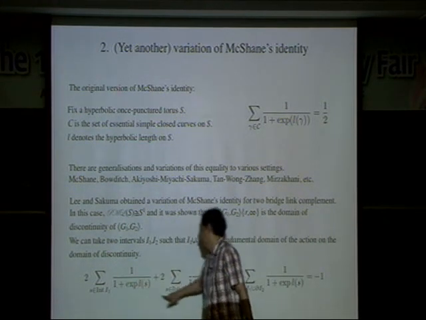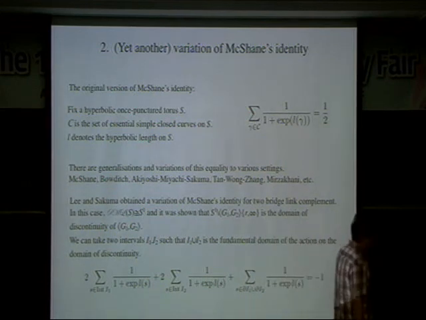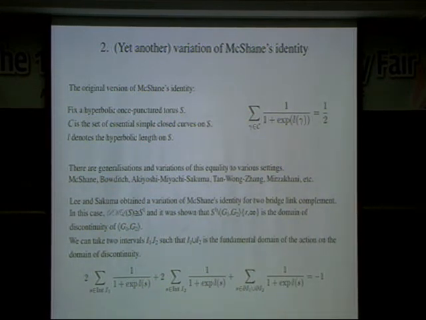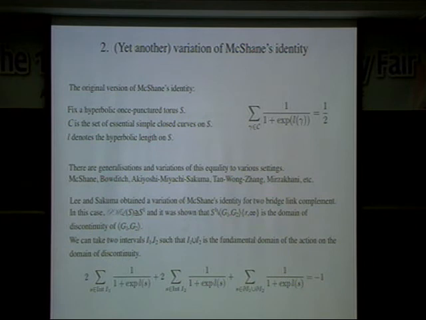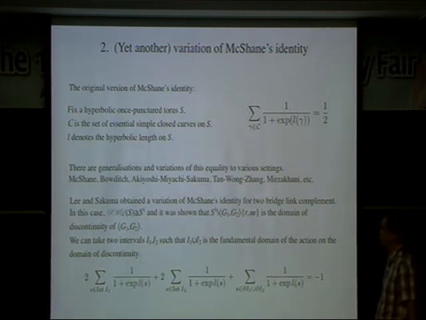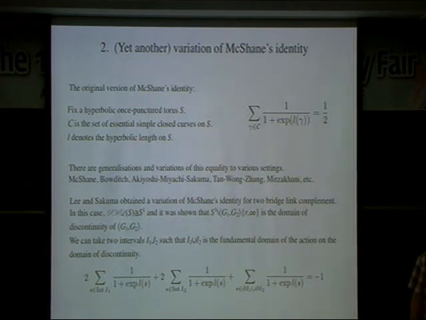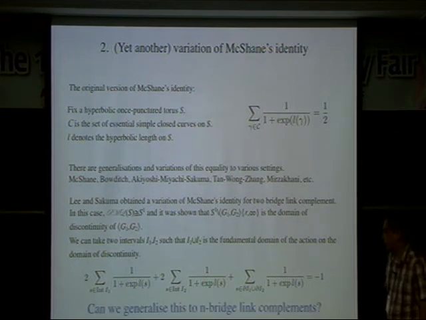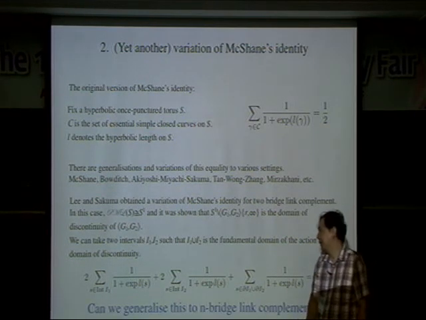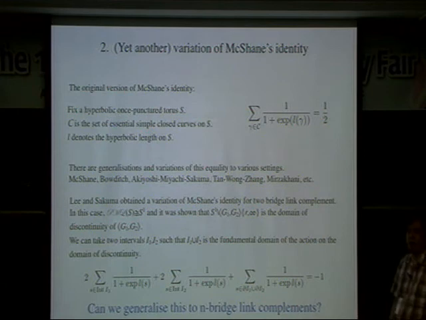is something like this. So once we can determine the domain of discontinuity for general n-bridge decomposition, there's a possibility that such an identity can be generalized to the n-bridge decomposition case. So the problem is, can we generalize this identity to n-bridge decomposition?